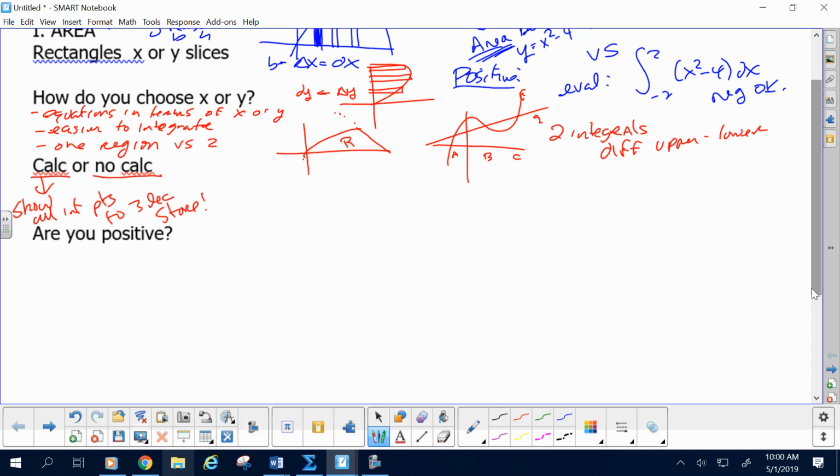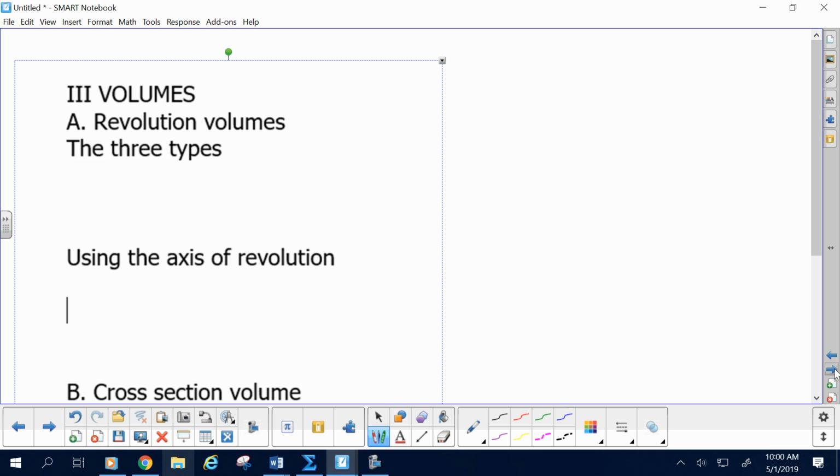Last but not least, are you positive? Area should be positive. An area is made positive because you use right minus left or upper minus lower. If you do that, you'll always get a positive answer. If you're not getting a positive answer, you need to figure out why. All right? Let's talk volumes.